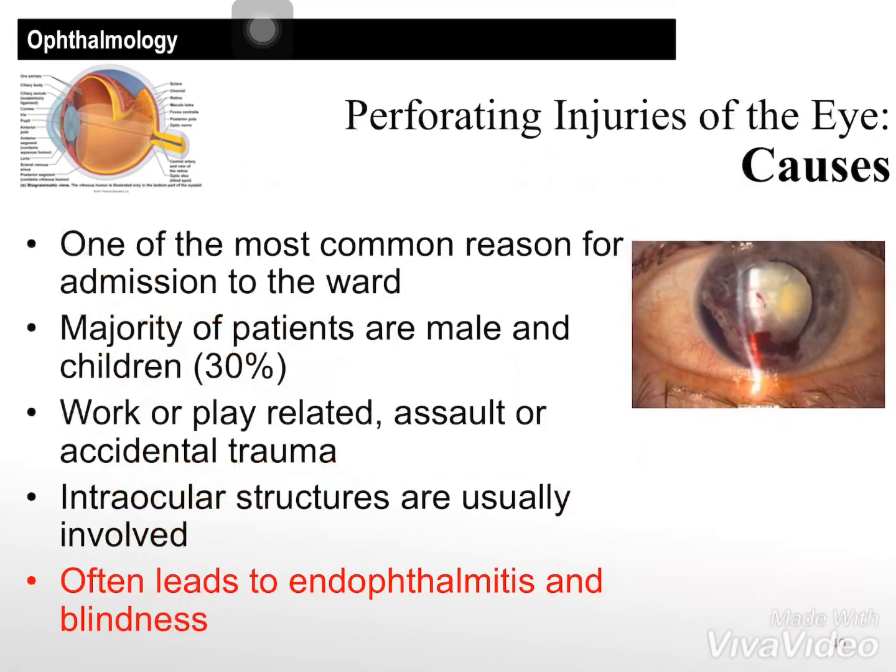Most of the patients are male and children, and the injury happens during work or at play. Sometimes there is assault or accidental trauma also. If the injury is perforating, the intraocular structures are usually involved. Structures like your lens, iris, vitreous, retina, no? And they often lead to endophthalmitis and blindness because you are introducing bacteria into the eye.